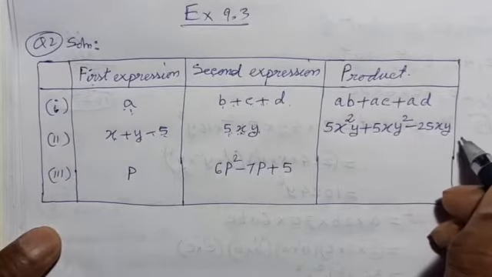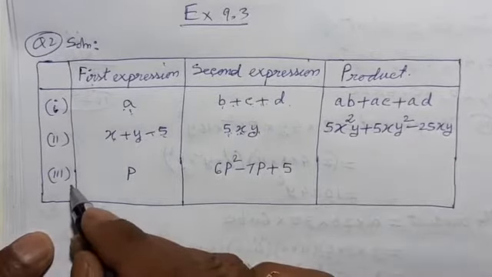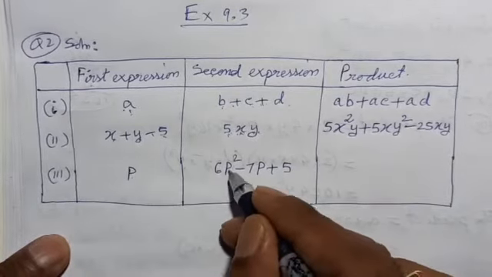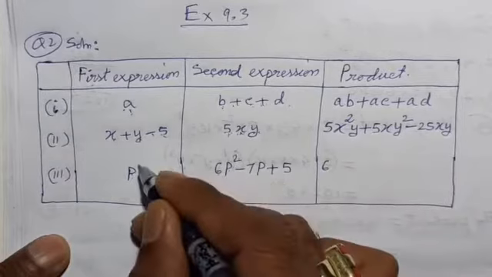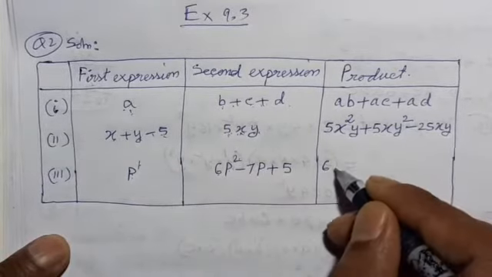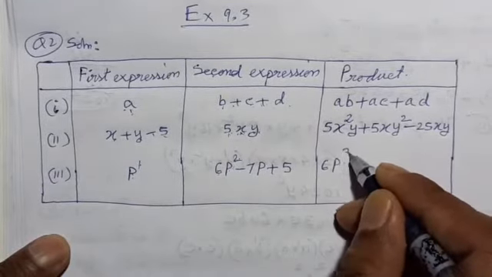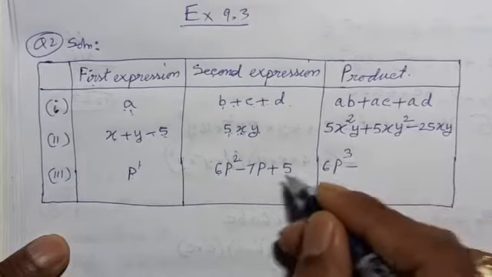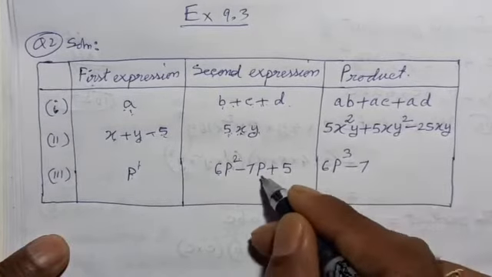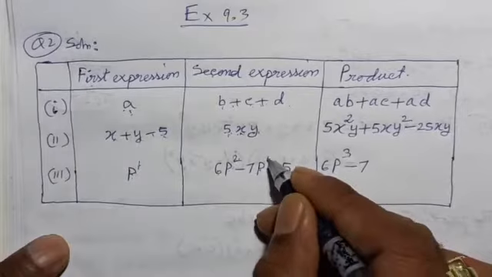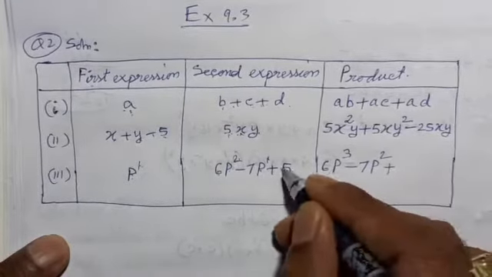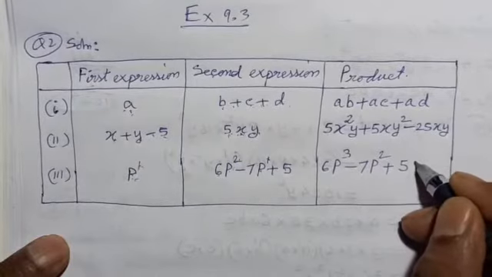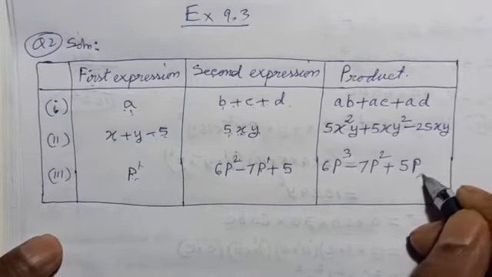Next, Roman number 3. P into 6p square. First number you write 6. P into p square is here. P have power 1. Power 1 plus power 2 is p power 3. Next is minus sign. 7 first. P into p is here. P have power 1. 1 plus 1 is 2. So p power 2. Plus sign. 5 into p is 5p. Here it is over.